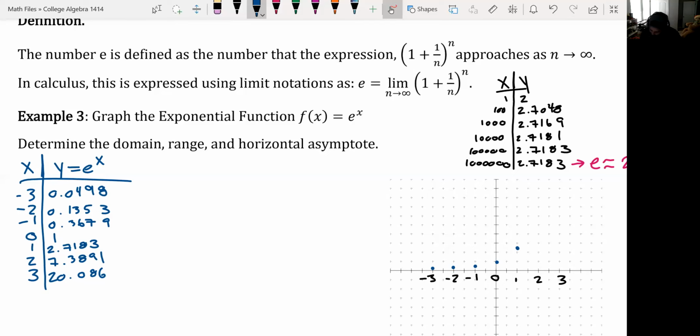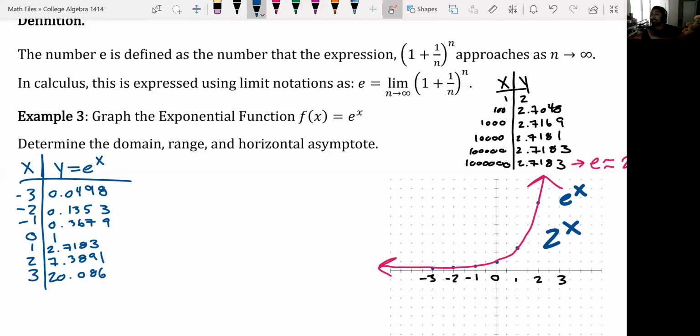And then 2, you're at 7.3891. 3, 4, 5, 7. There. And now let's just connect. And that is the graph of e to the x, which looks just like the graph we did in the beginning, 2 to the x.